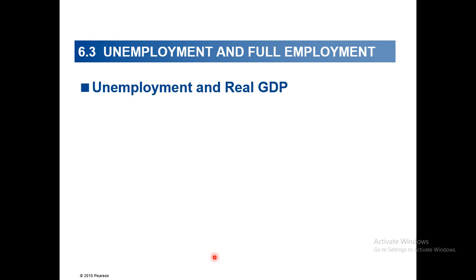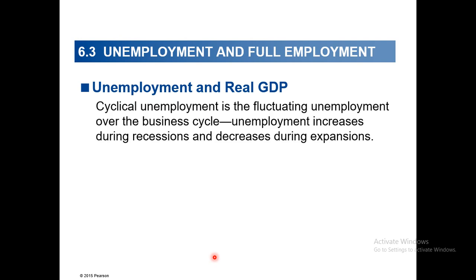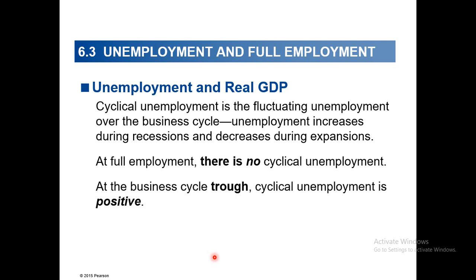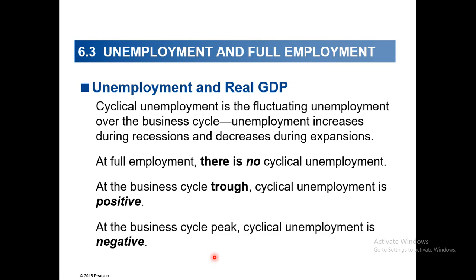Unemployment and the real GDP. Cyclical unemployment is the fluctuating unemployment over the business cycle. Unemployment increases during recessions and decreases during expansion. At full employment, there is no cyclical unemployment. At the business cycle trough, cyclical unemployment is positive, and at business cycle peak, cyclical unemployment is negative.